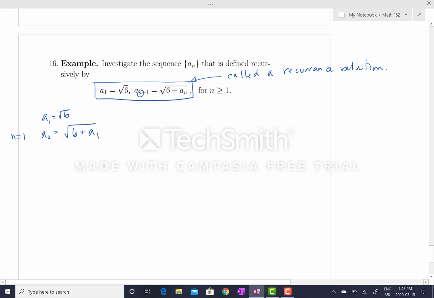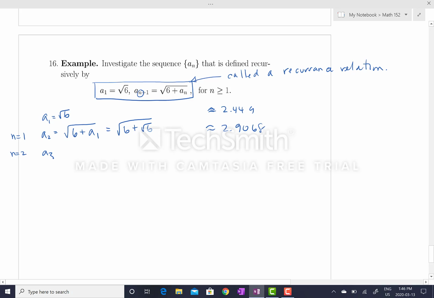We know what a1 is. We just computed that. So that's going to be the square root of 6 plus the square root of 6. And I've got some numbers here. Let me just sort of write them over here. This one is approximately 2.449. This one here is approximately 2.9068.